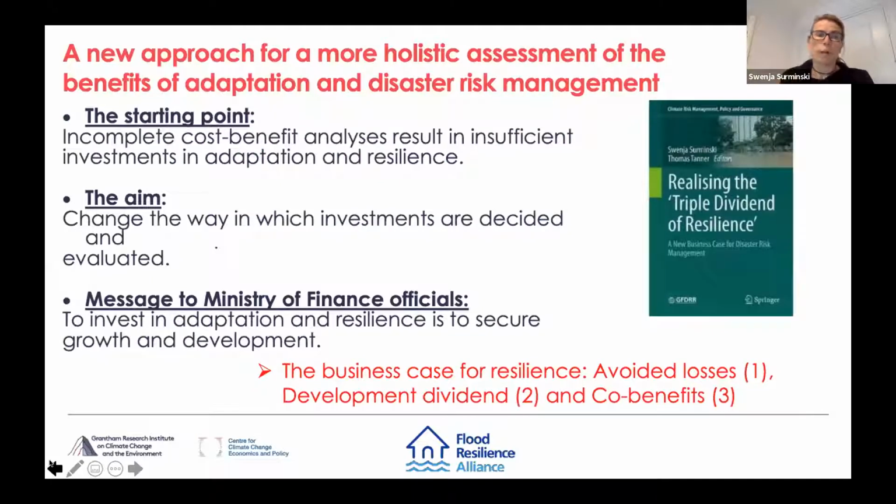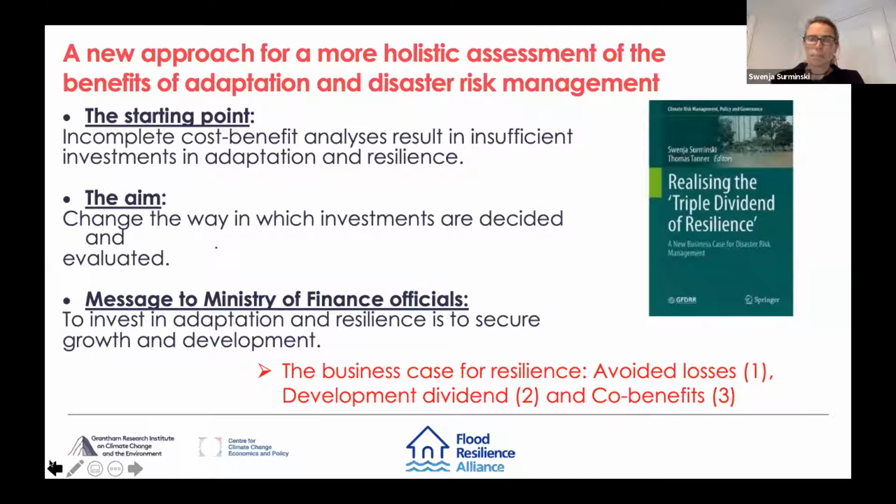So, what is the Triple Resilience Dividend? As Emily said, this goes back to 2015, when I was part of a team with ODI and the World Bank, where we started with the exam question: we know that there is a very strong case for resilience, and we have good cost-benefit analysis, but it is insufficient to convince, particularly Ministries of Finance, but also private sector decision makers, to really see resilience as an investment.